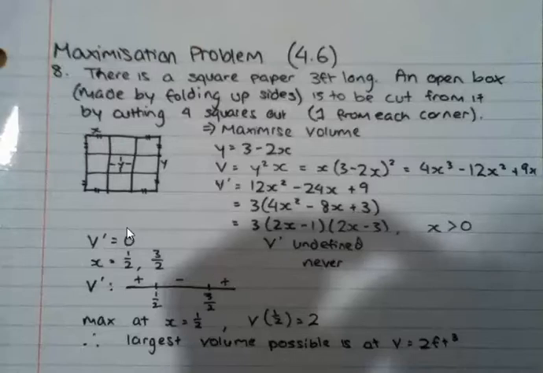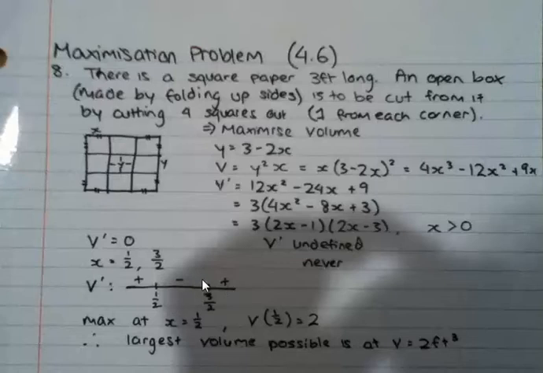Then we need to find the critical values. When V prime equals 0, x equals a half or 3 on 2, and that's from here because a half times 2 is 1, 1 minus 1 is 0, and then 3 halves times 2 is 3, and 3 minus 3 is 0. V prime is never undefined. On the number line of V prime, if we put in a number less than a half, we get a positive. In between a half and 3 halves is a negative, and greater than 3 halves is positive again.